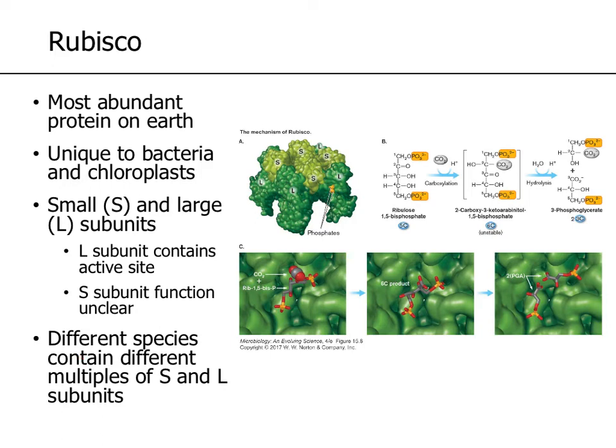While the general protein is conserved, the actual number of how many S subunits and L subunits there are varies from species to species. And again, just as a reminder, this is the reaction that it's catalyzing. So the ribulose 1,5-bisphosphate takes the CO2, and then it makes this unstable 6-carbon intermediate, and then you end up with the 2 PGA molecules.